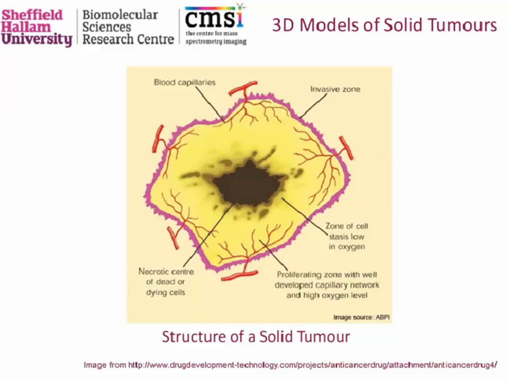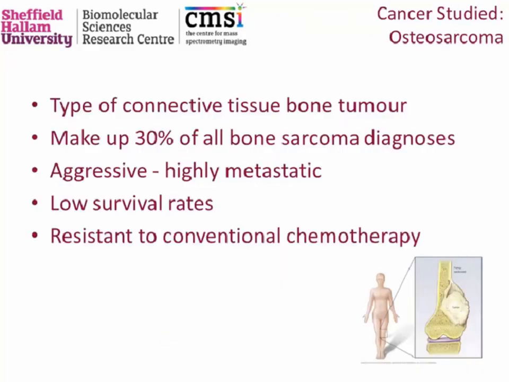What we're going to be missing are the blood and the blood capillaries. But what we do have is the actual oxygen gradient, which is a characteristic of solid tumours, from a well-oxygenated region on the outside, through to a hypoxic region, through to a necrotic region right in the middle of the tumour.